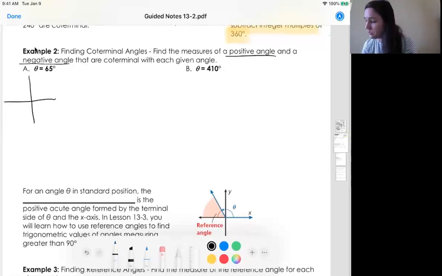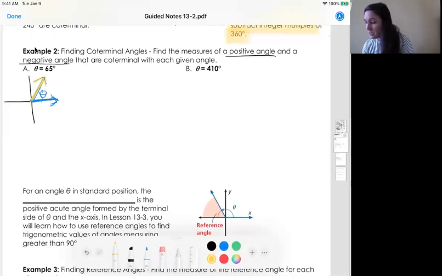So first thing I need to do is make that angle measurement. So this time I'm going to make my initial side and my terminal side the same color, blue. So 65 degrees, it's greater than 0, but less than 90. So it's somewhere up here. It's probably a little small, but that's okay. So here's my theta, 65 degrees. So I need a coterminal angle. So I need a positive angle that has the same terminal side. So remember, this is the terminal side. I'll make it yellow.